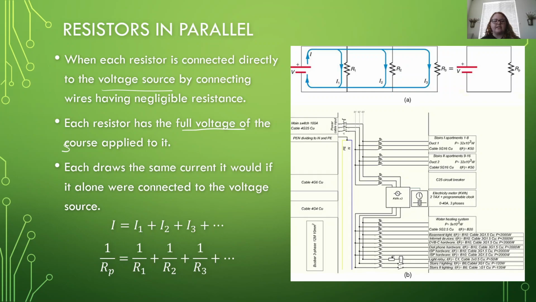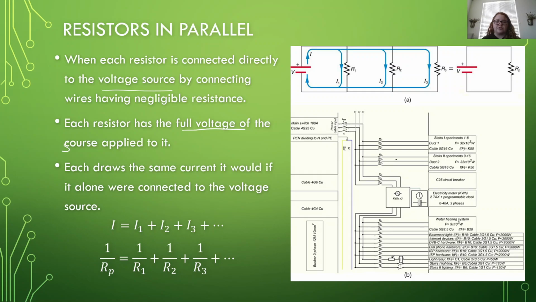Another thing is that each draws the same current it would if it were alone connected to the voltage source, meaning that each current will be different along these parallel resistors. Let me get a different color out and start looking at these diagrams. A is what we're going to be looking more deeply into. B is just an example of what you would see in a house.